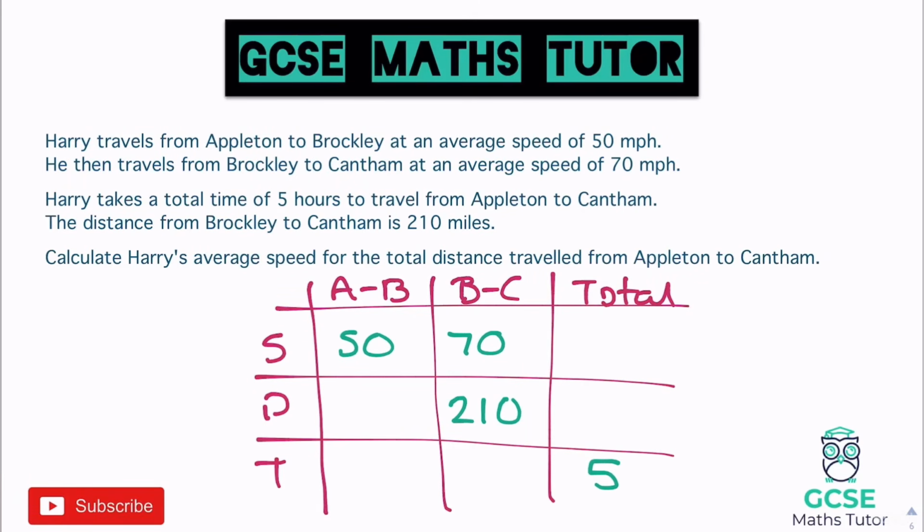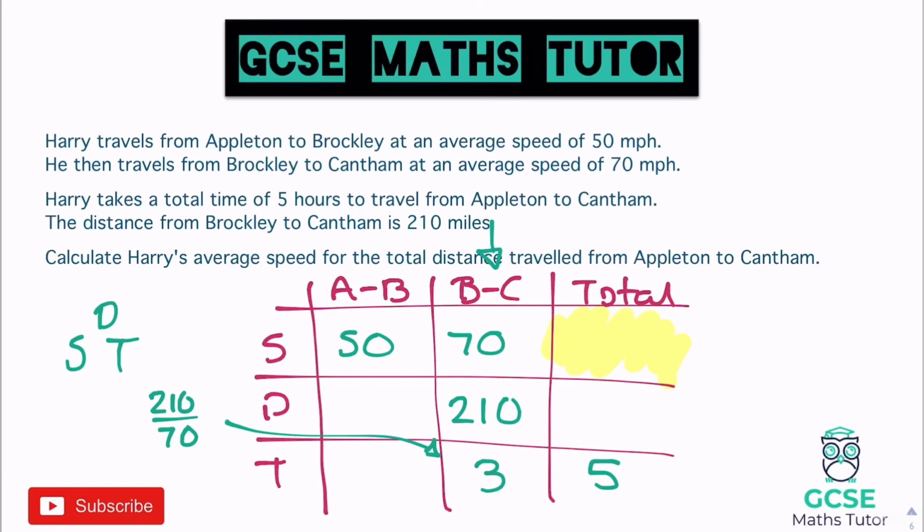Right, so let's have a look at how we can now go about working this one out then. So ultimately we are looking for the average speed for the total journey. So we're looking for this one here, but we're missing quite a lot of pieces. Now what we can do is we can start to work backwards. So if we have a look at this second journey from B to C, from Brockley to Cantham, if we can work that out, we can get this time down below, and we can definitely do that. Speed is distance over time. So time for this first little box that we can work out here is distance divided by speed. So 210 divided by the speed, which is 70, and that gives us 3 hours for that part of the journey.